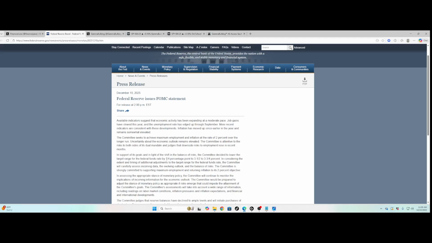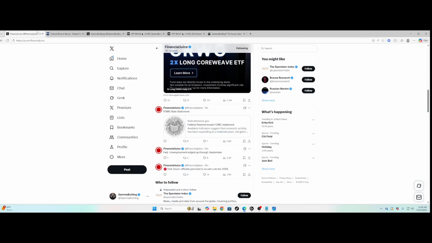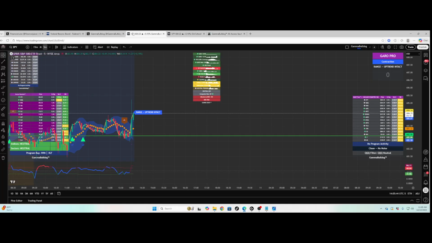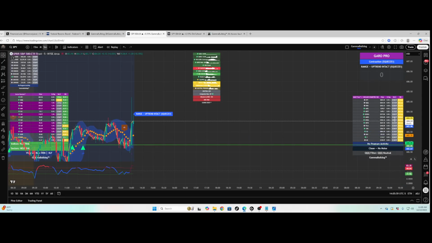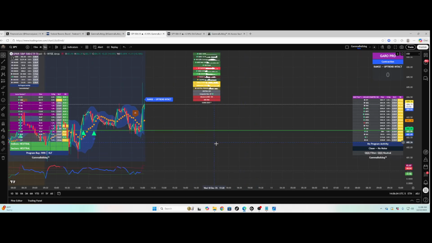Sure enough, 25 basis point cut. It's looking pretty bullish. All right, statements out. Initial reaction was up. We have the FOMC price at 682.86 or thereabouts. I'll refine that here in a bit. Anything above this line is bullish going forward. Below this line is bearish.